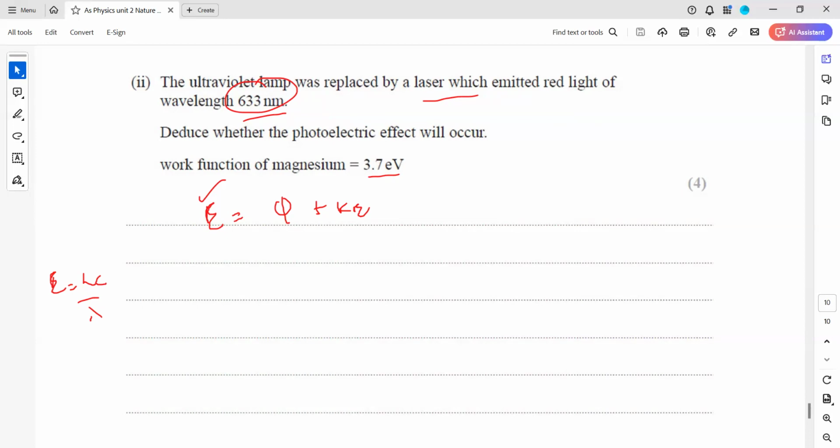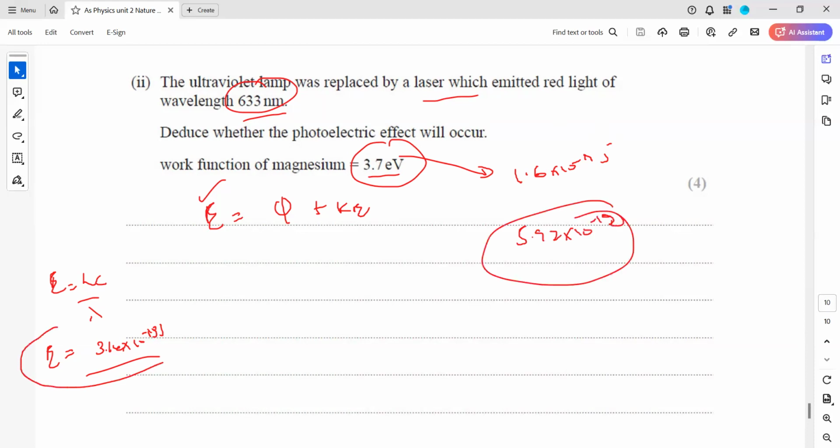So using E equals hc over lambda, we get the energy of the photon, which is 3.14 into 10 to the power minus 19 joules after substituting the values. Then the work function is given. This is the energy of a photon, 3.14, and the work function we will convert into joules, multiplying by 1.6 into 10 to the power minus 19 joules. That will be 5.92 into 10 to the power minus 19. So 5.9 into 10 to the power minus 19 and 3.14 into 10 to the power minus 19.